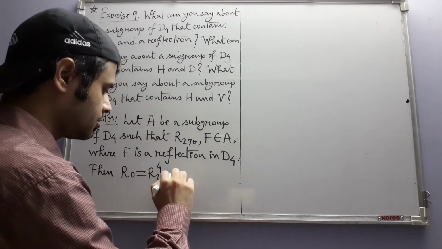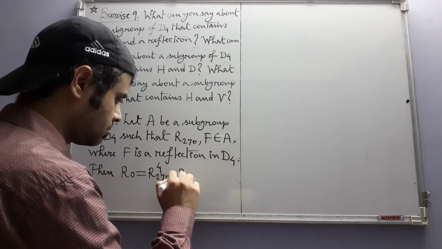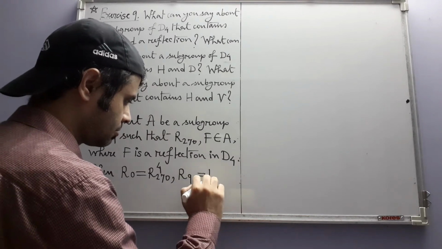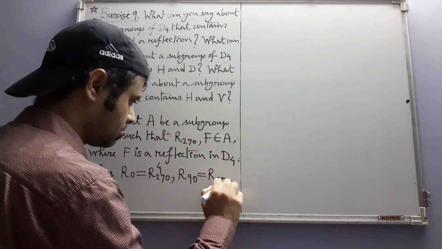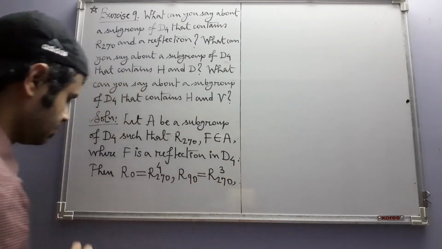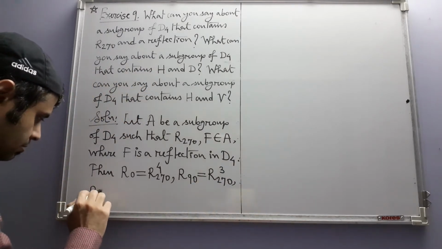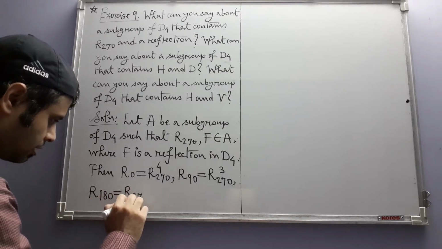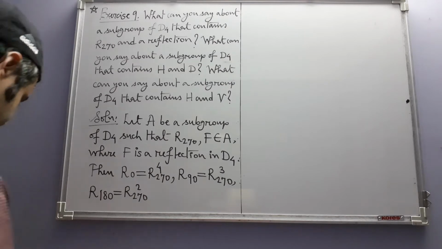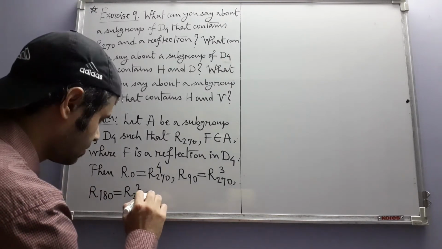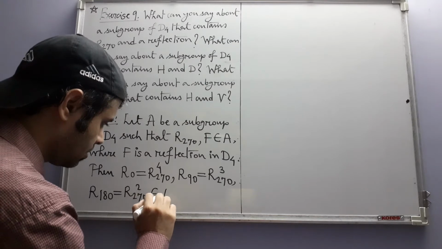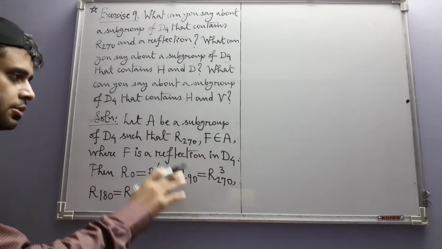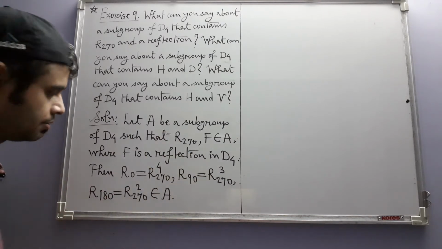But the other rotations also are in A. R90 is in A, that is R270 cubed. Then R180 is also in A, which is R270 squared. Yes, these things belong to A. So that means all the rotations in D4 are in A.